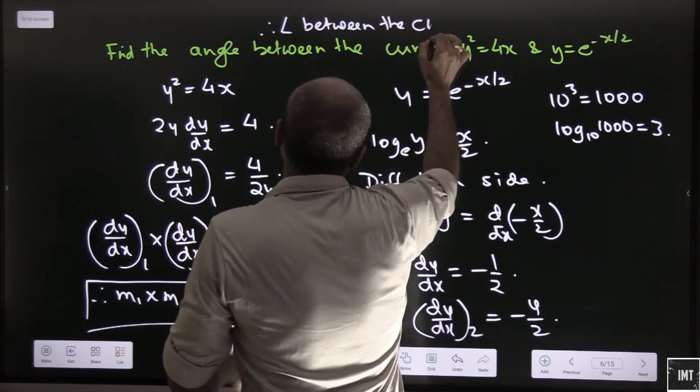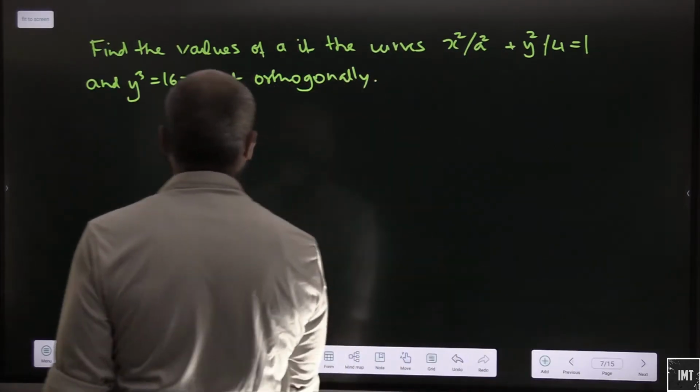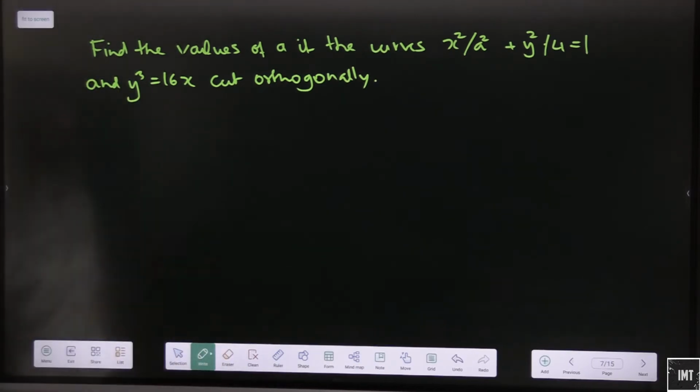Therefore the angle between the curves is 90 degrees. That will be the angle between the curves. Okay, let's move on to the next problem here.